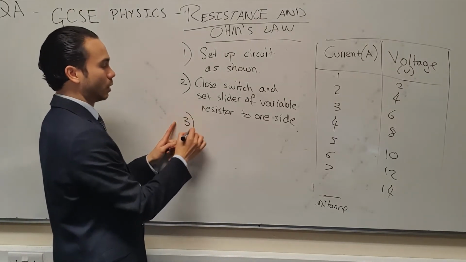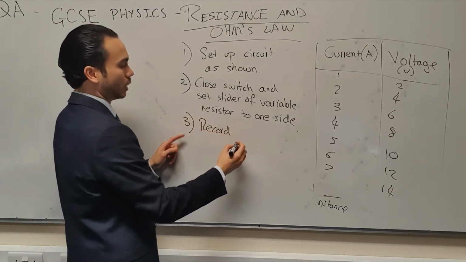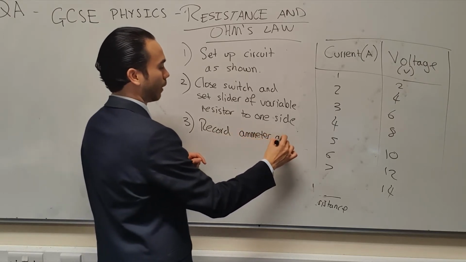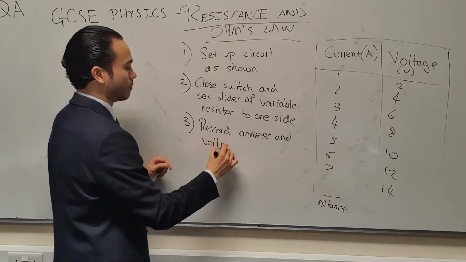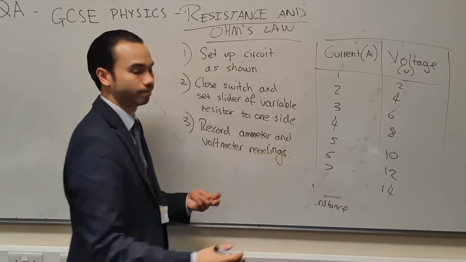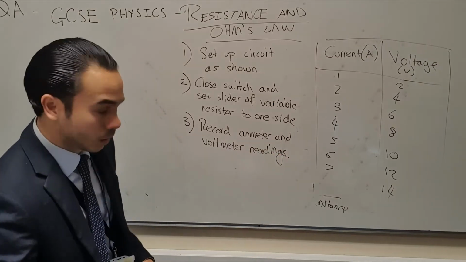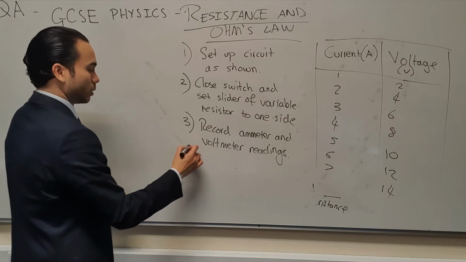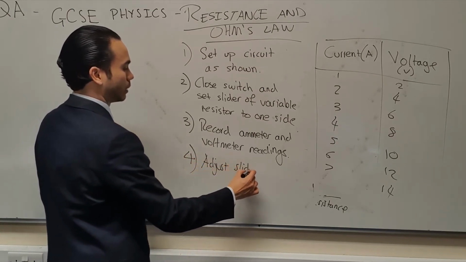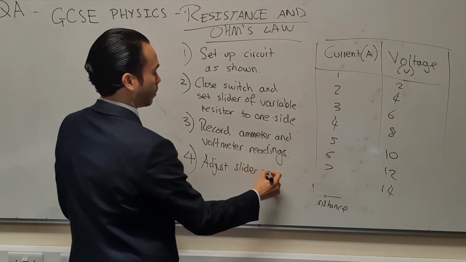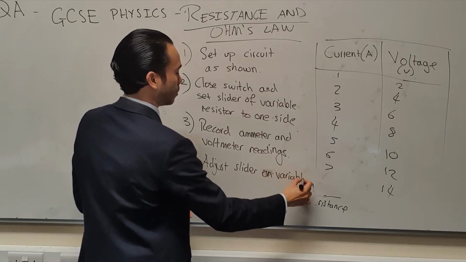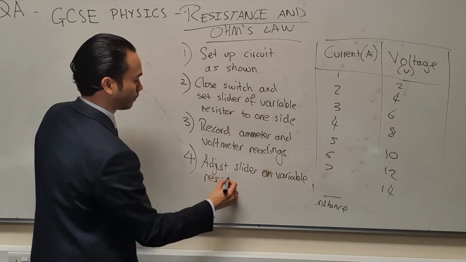Okay, I would say record ammeter and voltmeter readings. Okay, next step. Adjust slider on variable resistor.